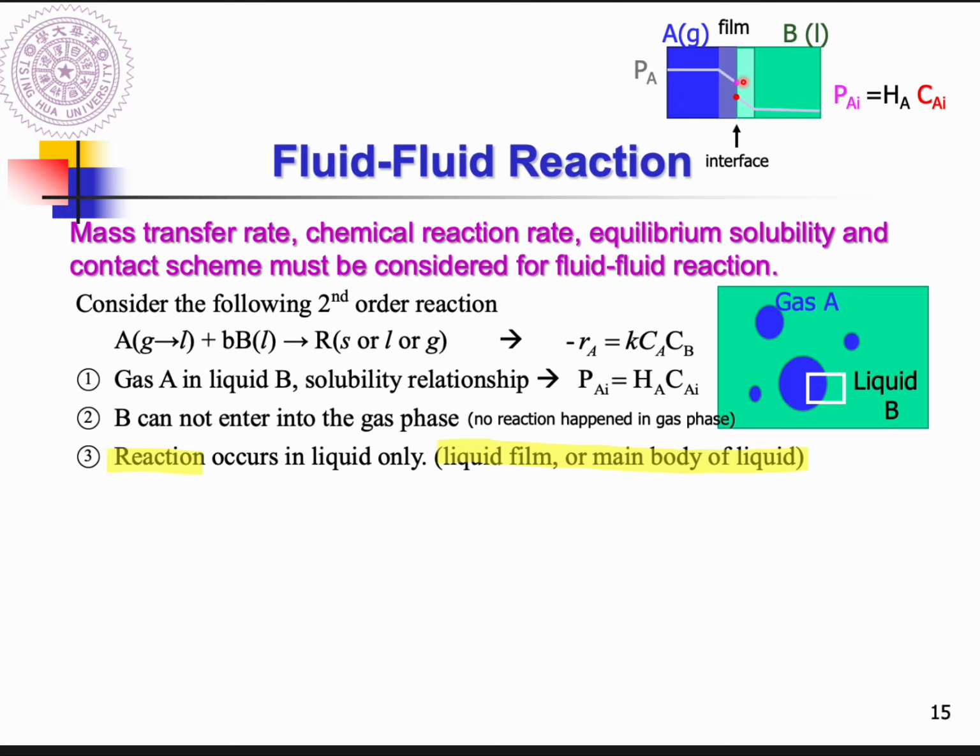So this molecule A already generates product R, and everything is already finished in the thin layer. So in these conditions, the reaction only happens in the film layer, right? So this is why we need to discuss in what kind of conditions the reaction is in the film layer, or in the bulk liquid, or starting from the film layer to the bulk liquid, depending on how fast the mass transport is, or how fast the reactions are.